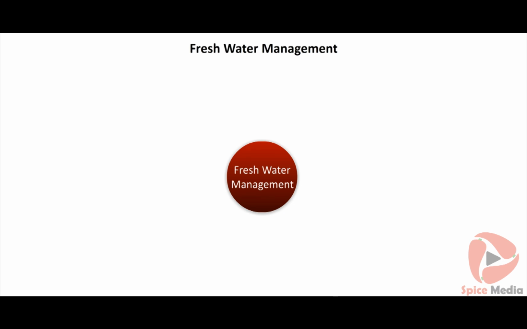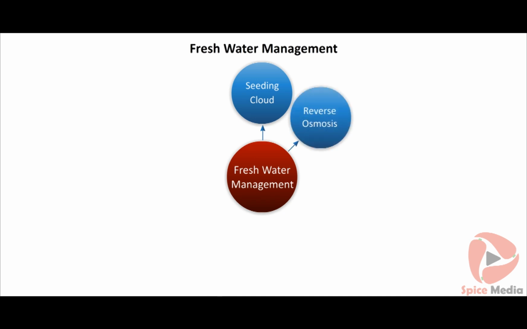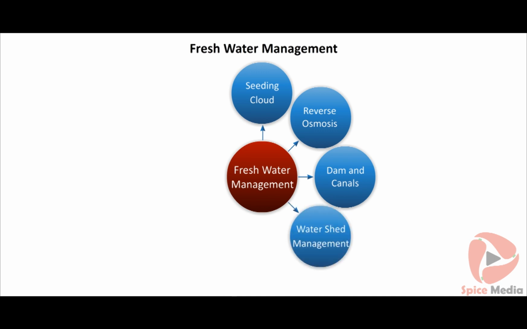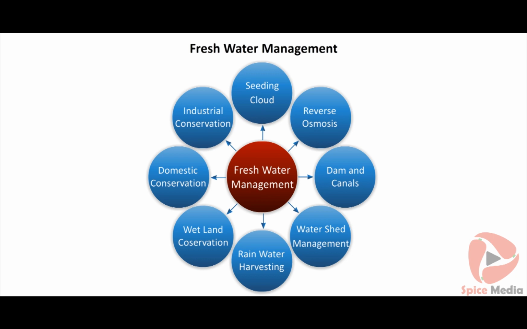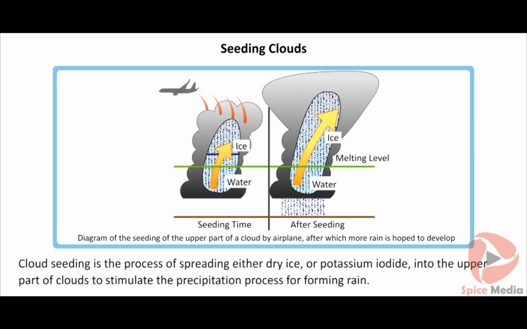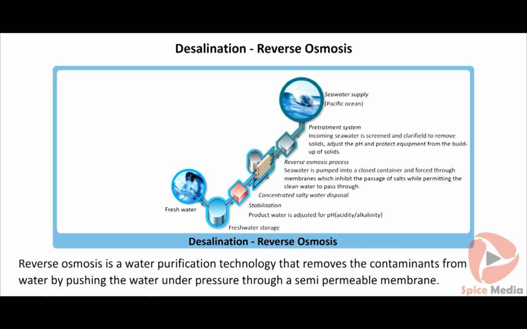Availability of fresh water can be managed by the following methods: seeding clouds to initiate rain, desalinating seawater by reverse osmosis, constructing dams, reservoirs and canals, managing watersheds to store runoff water, harvesting rainwater at home for future use, conserving wetlands to recharge the aquifers, conserving water in domestic activities, and conserving water in industries by recycling, reusing the cooling water, etc. Cloud seeding is the process of spreading either dry ice or potassium iodide into the upper part of clouds to stimulate the precipitation process for forming rain.